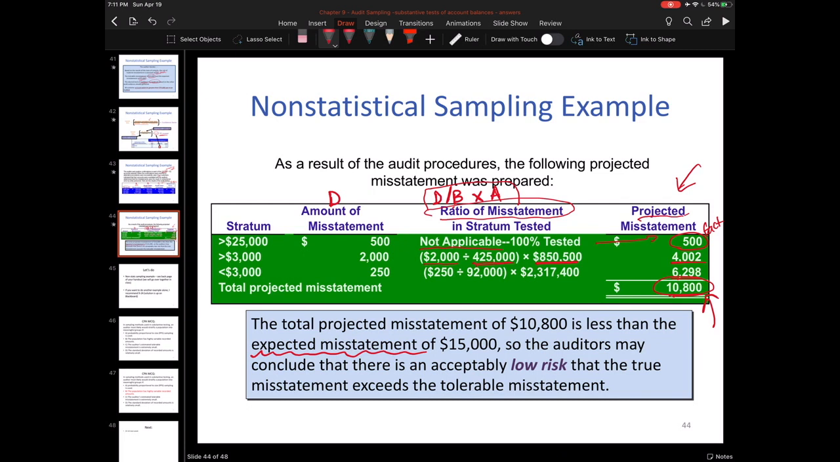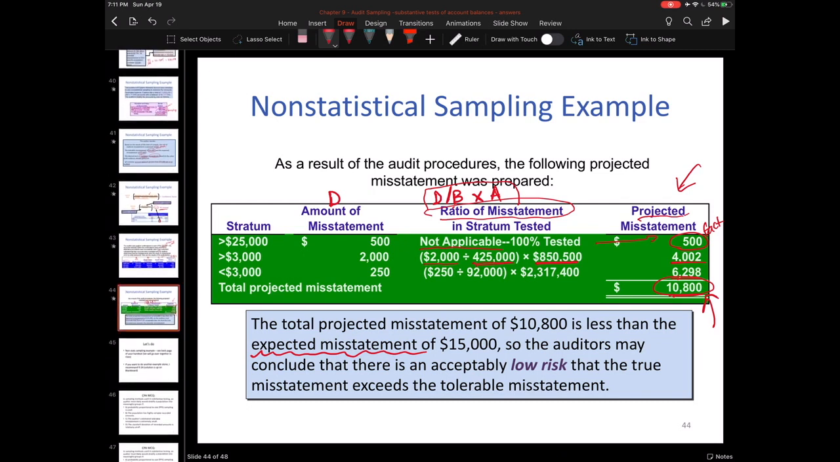So with MUS, because you've calculated that upper misstatement limit, and the UML is, again, like with attribute sampling, your worst case scenario. And if your worst case scenario is less than TM, you can be pretty confident that the account is correct, right? But with non-statistical, you have your projected misstatement. And if your projected misstatement is less than expected error, you're kind of confident, but you can't be as confident as you were with the MUS.